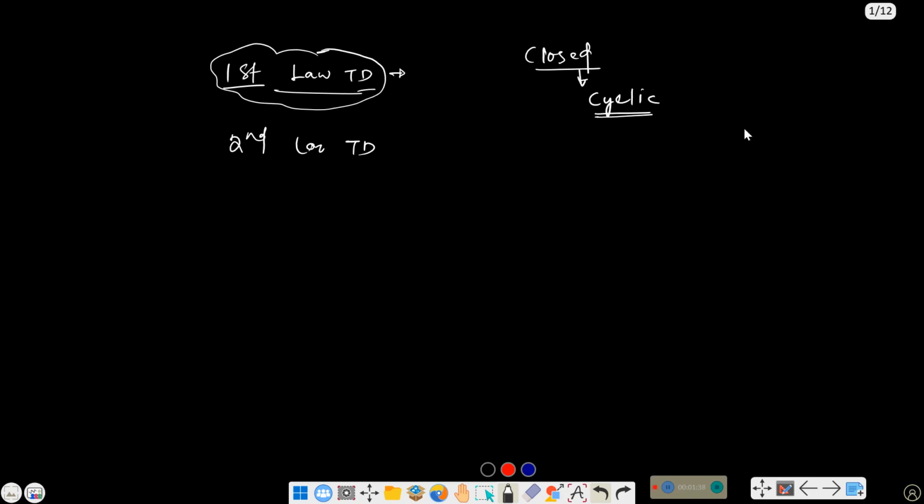So in this case, according to the first law of thermodynamics, we know the net energy interaction in terms of heat, that is Q net, will be equal to the net energy interaction in terms of work, right? So this is the outcome from the first law of thermodynamics when it is applied to a cyclic process for a closed system. Done.